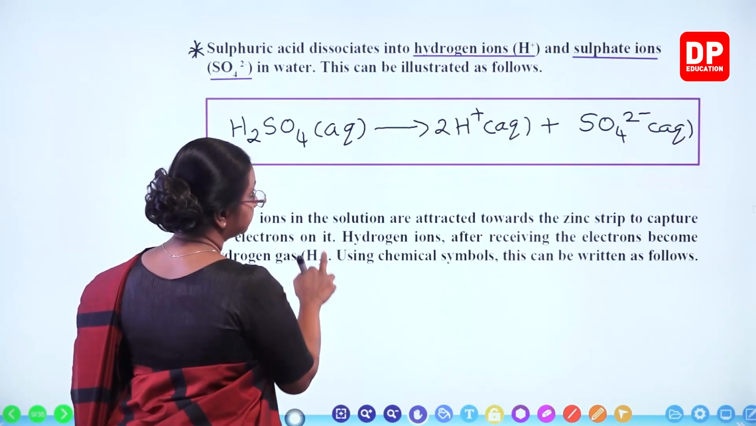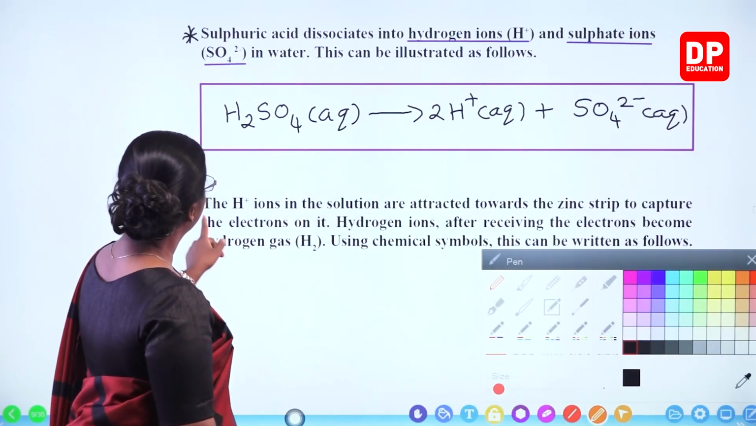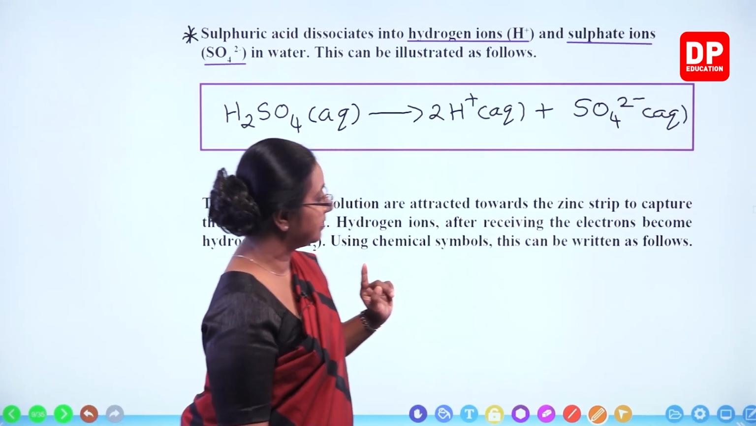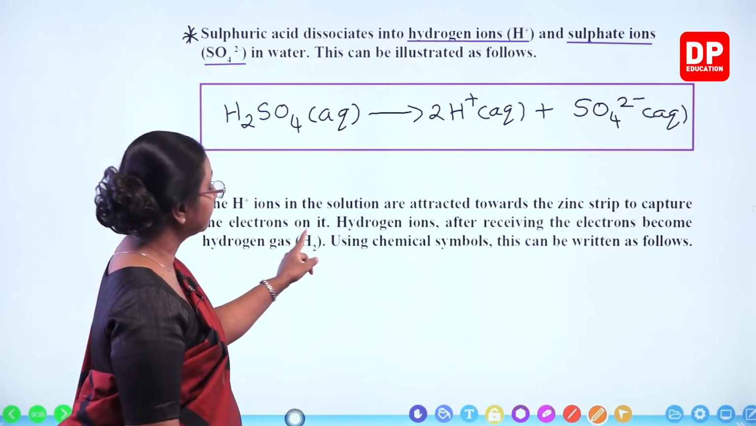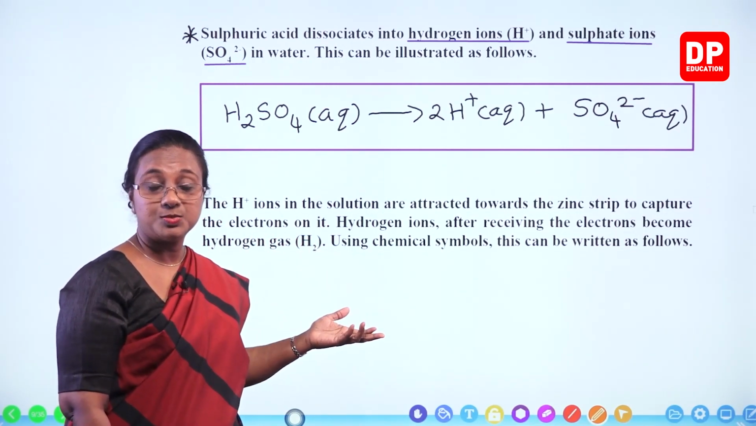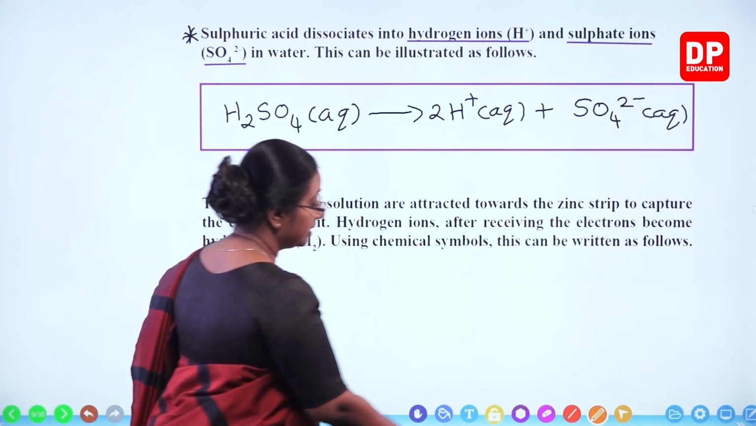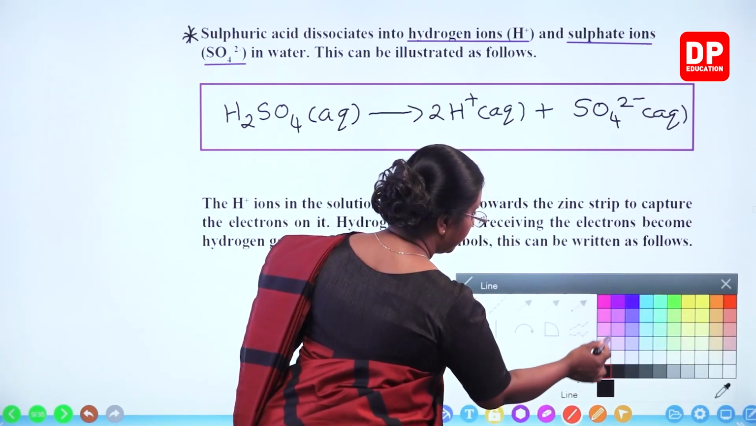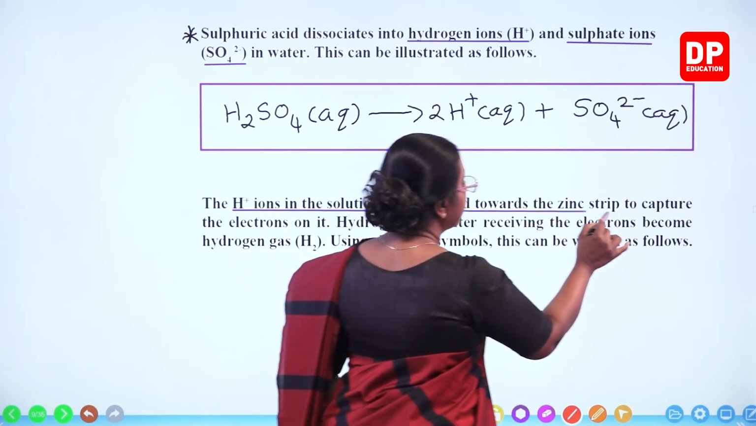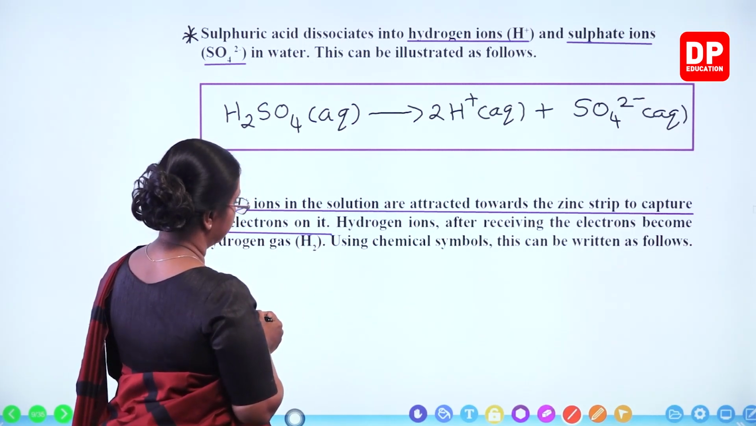Then what happens there? The H plus ions in the solution are attracted towards the zinc strip to capture the electrons on it. Electrons are negatively charged, H plus is positively charged, so they get attracted towards the zinc strip. That is also something you have to remember. H plus ions in the solution are attracted towards the zinc strip to capture the electrons on it.